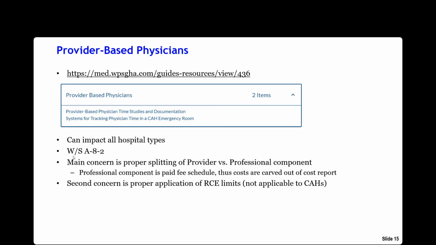So the provider-based physicians are reported on worksheet A82. We have the various adjustments we'll talk about. The main concern that applies to both types of hospitals is how the costs are split between the provider or hospital, if you want to call it that, versus the professional or physician component. The reason this split is important is that this professional or physician component, those services are assumed to be paid under the fee schedule, and therefore we do not want the cost on the cost report. So that cost has to be carved out, along with potentially some other things. We'll talk about that in a bit. The other concern that only applies to the non-CAHs is the RCE limits.